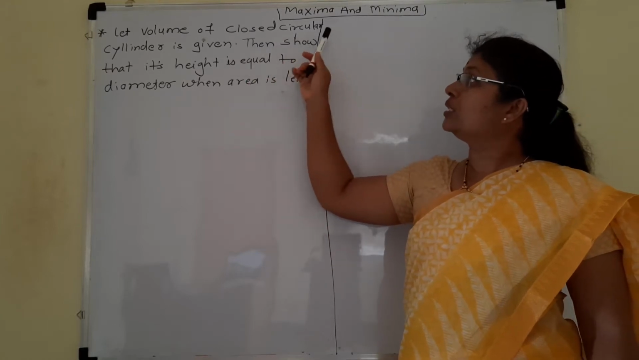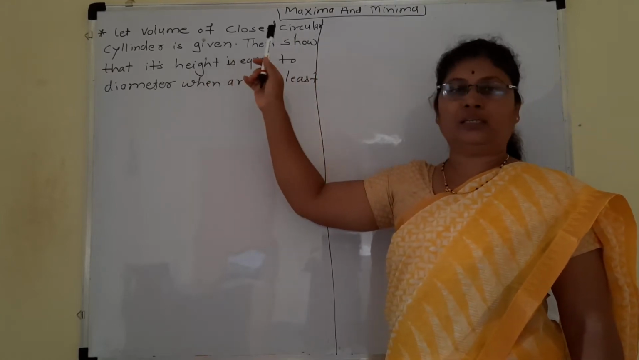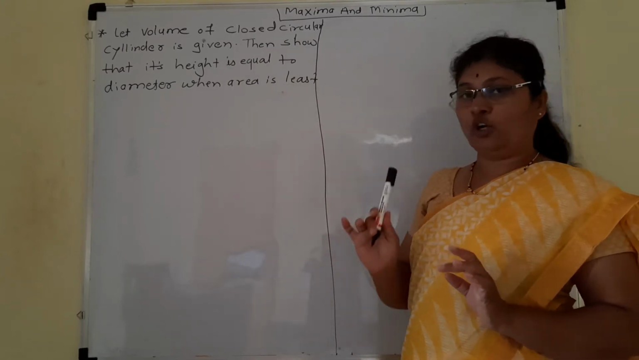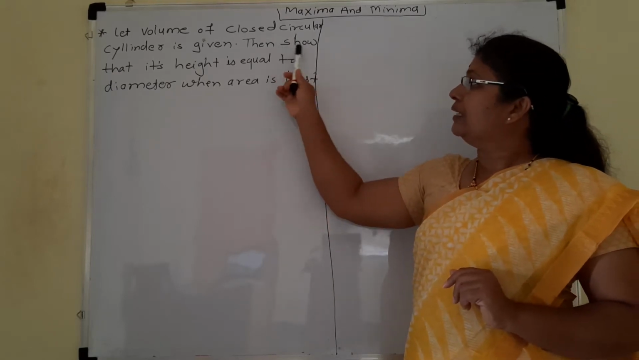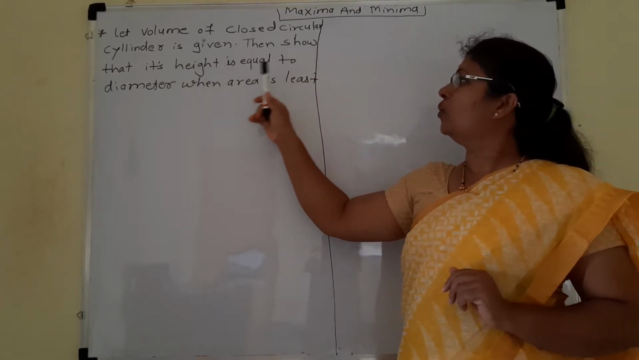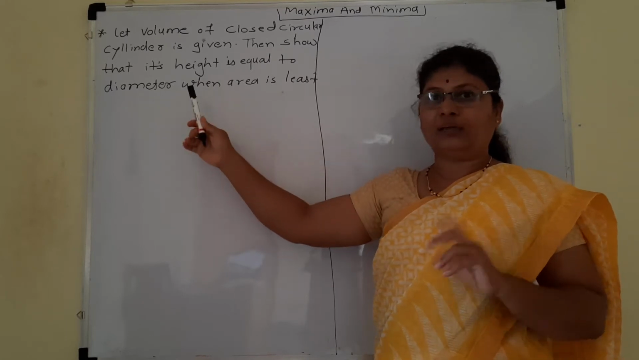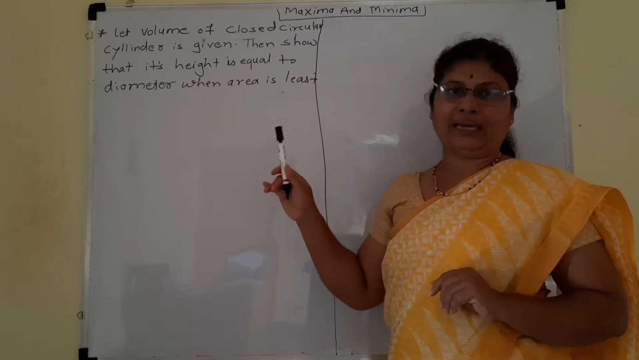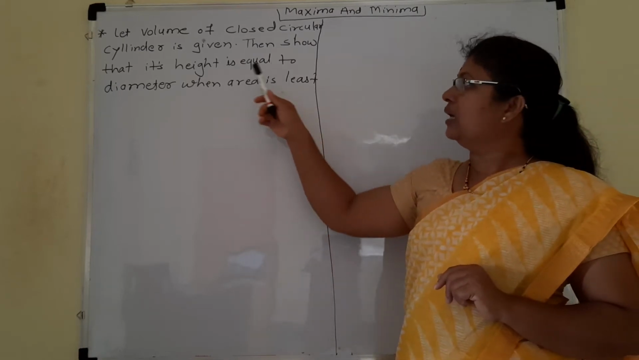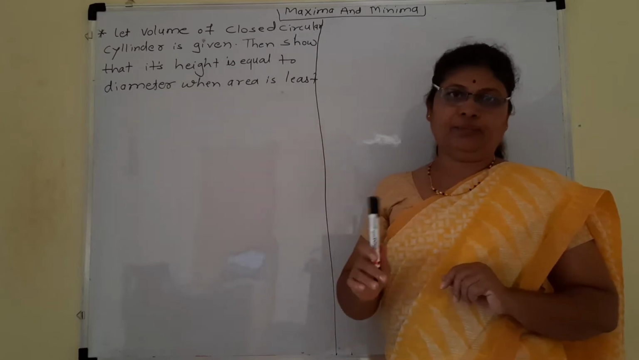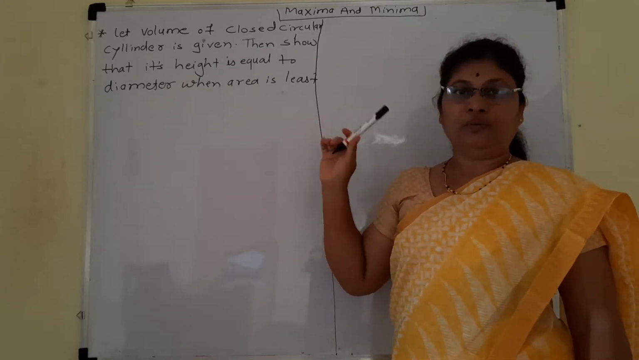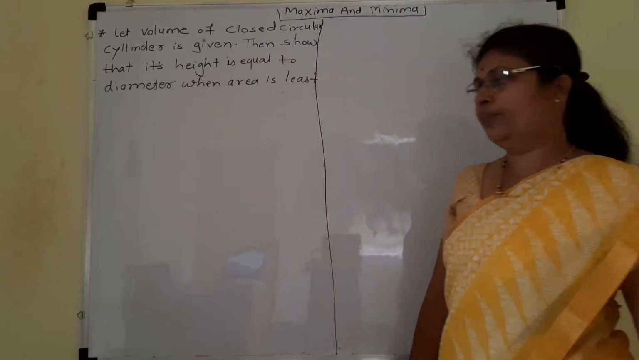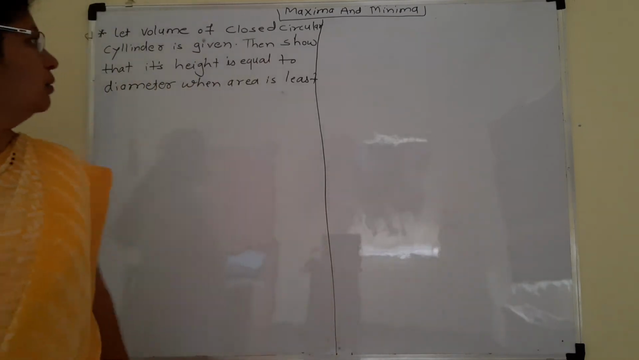Volume of the closed circular cylinder is given, which means volume is fixed, it will not change. Remember, volume is fixed. Then show that its height is equal to its diameter when area is least, meaning minimum area will give us height equal to diameter. That is what we have to show. So let us consider this example.